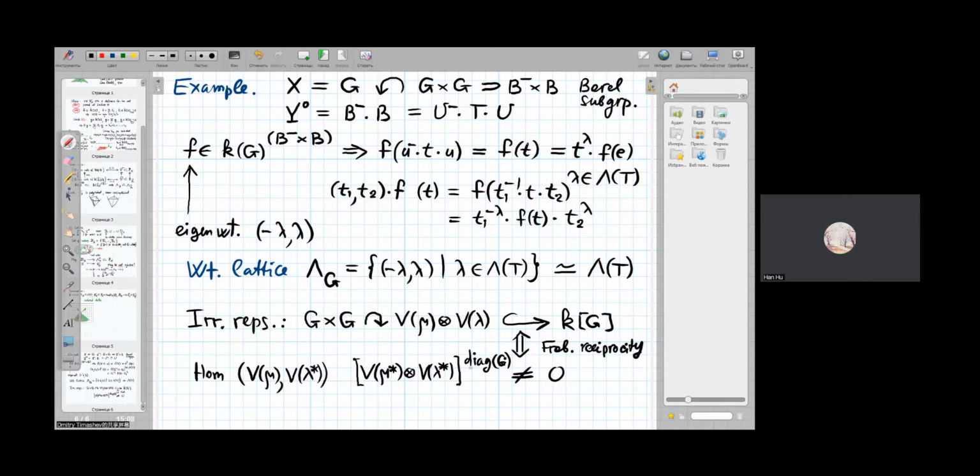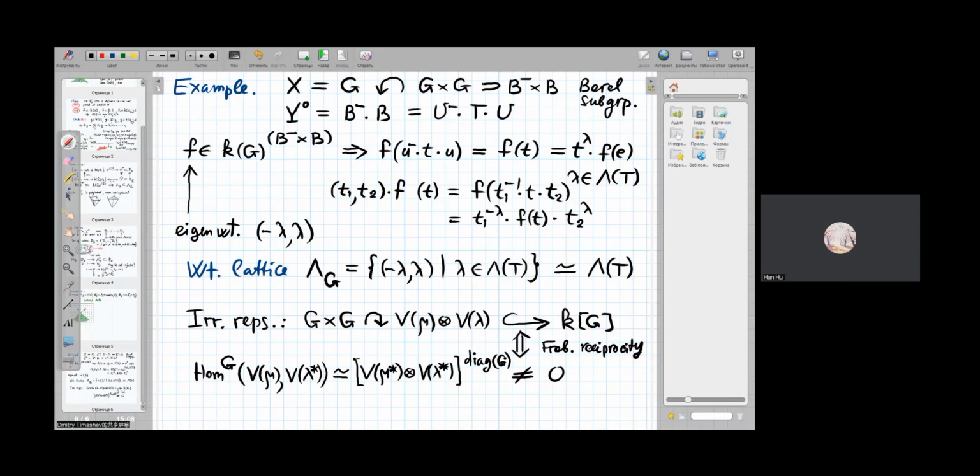And when you take invariants under the diagonal action of G, it is the same as to say that you take G equivariant linear maps from V of mu to V of lambda star. In other words, you take homomorphisms of G modules. So this is isomorphic to this vector space. Now we want this space to be non-zero.